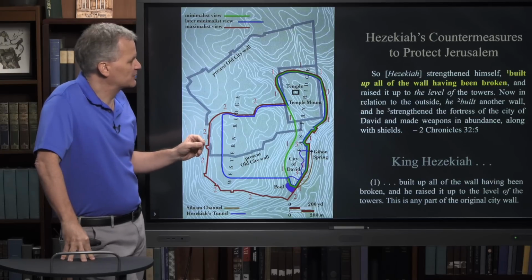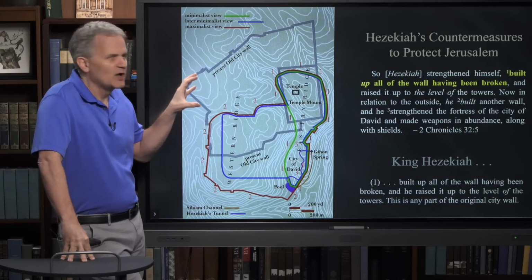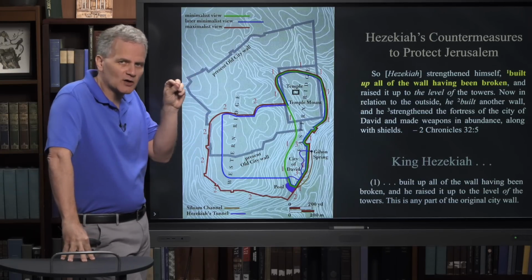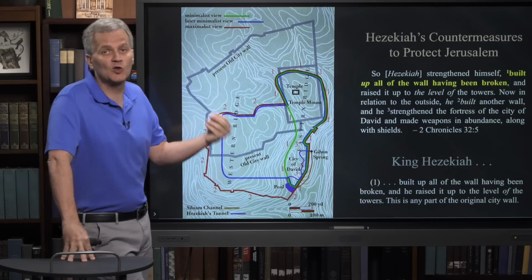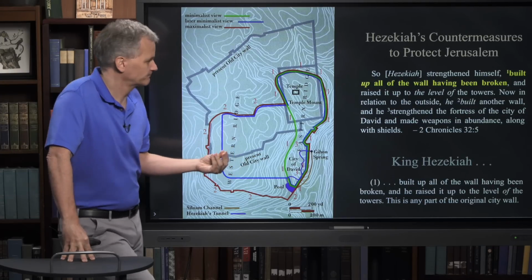So what was it that Hezekiah needed to do to prepare for the invasion by Sennacherib? How could he make sure that his people would survive, the people who were living there in Jerusalem? That's what we're going to look at. The passage for us to understand that is in 2 Chronicles chapter 32, verse 5. So we'll read through that, and then we'll focus one at a time on the key elements that we can look at archaeologically.